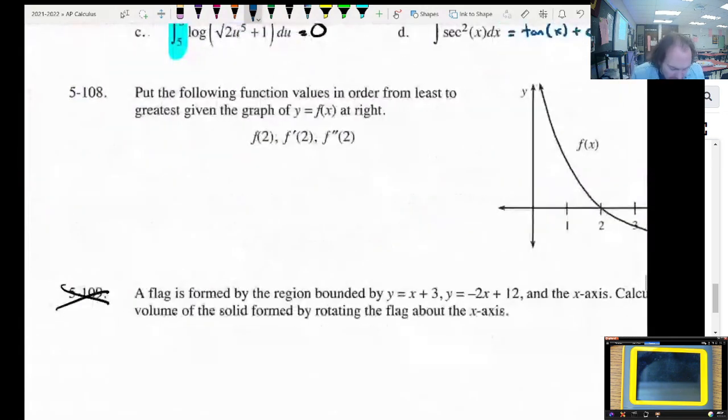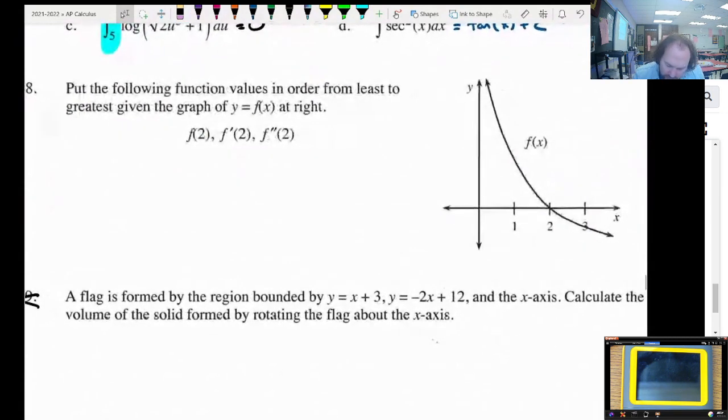5108, put the following function values in order from least to greatest given the graph of f of x to the right. This is a really good question. Again, you see these on AP tests a lot too. You're never really going to know usually what these things are. I can tell you right now that f of 2 is 0, just from looking at the point (2, 0) is on this graph.